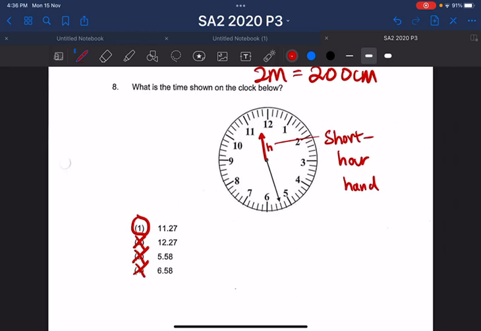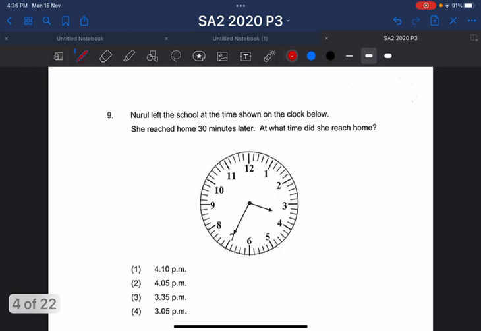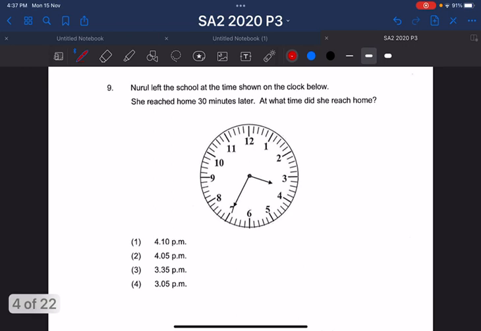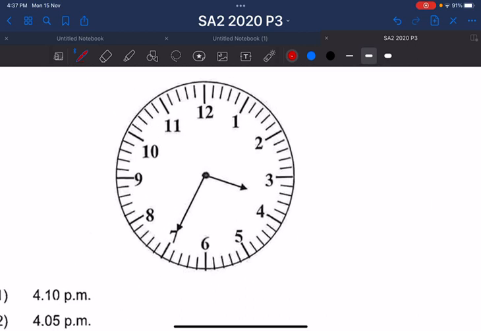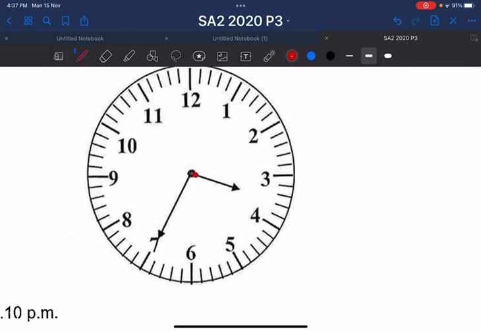Next, let's go down to question number 9. Now, question number 9 is about a girl, Nuru, who left the school at the time shown on the clock. Now, why don't we read the time over here? Let's start with the shorthand again. Now, the shorthand is between 3 and 4, right? So it's probably about 3 something. Let's see what time it is, okay?